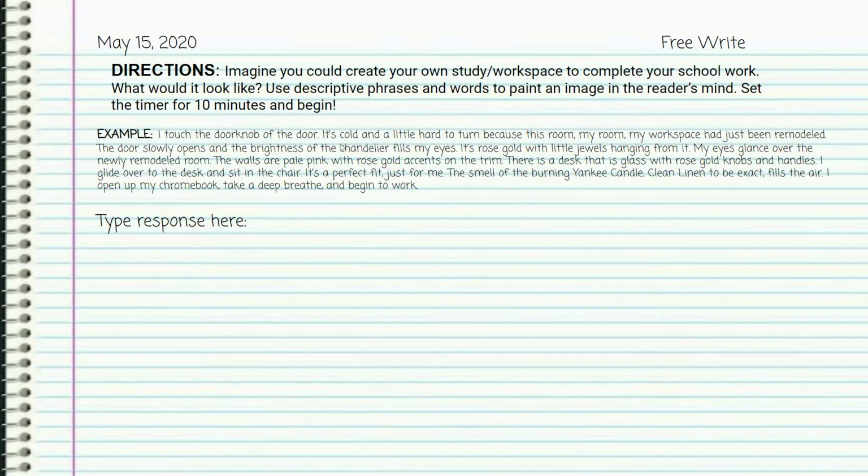I wrote a little example here of what my workspace would look like. So you can read it to see what my imagery looks like. Okay, I include sense of touch, smell, sight. Okay, so I try to include those five senses. I know some of you like to kind of design your rooms and switch around your rooms a little bit. So I figured this would be a fun little free write to include you all.